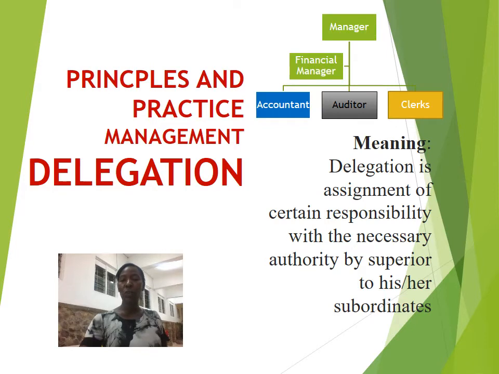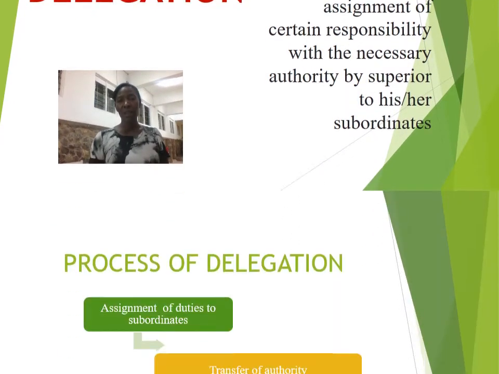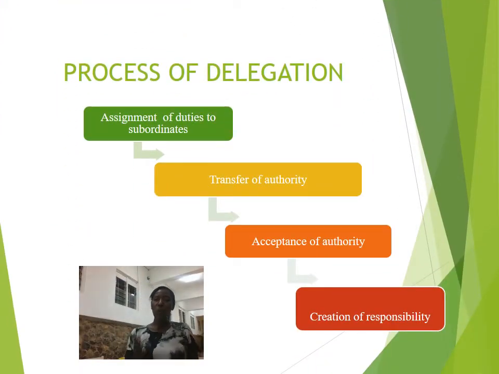Now we are going to look at the process of delegation. When you want to delegate, we have got the process of delegation. You cannot just give out work to be done without knowing the processes of delegation. Before you delegate, you have to assign. There's assignment of duties to the subordinates. Then after you have assigned the duties, you also transfer the authority. You cannot delegate some work to be done without transferring the authority.